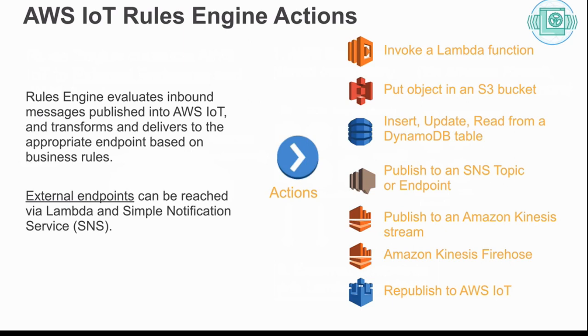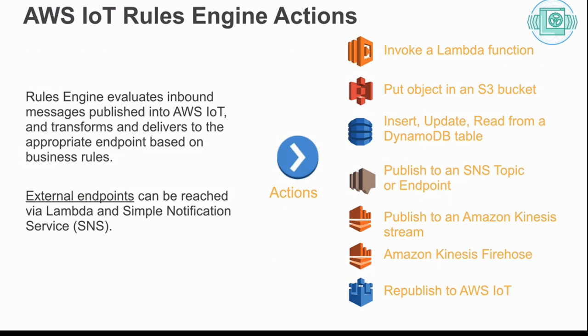For example, you can invoke Lambda functions, you can put objects into S3 buckets, you can insert, update and read from DynamoDB tables, you can publish to SNS topics or endpoints, you can publish to Kinesis streams, you can publish to Amazon Kinesis Firehose and have that stream data persisted. You can also operate on those streams with Kinesis Analytics, and you can also republish messages to specific AWS IoT topics. So it's a very powerful collection of services that you can use to build connected device applications, IoT applications, with the minimum amount of infrastructure operations.